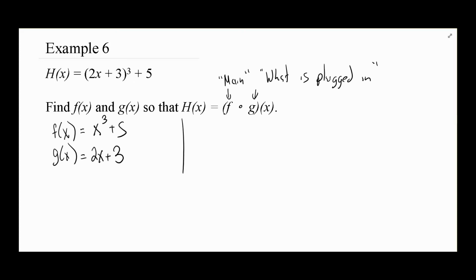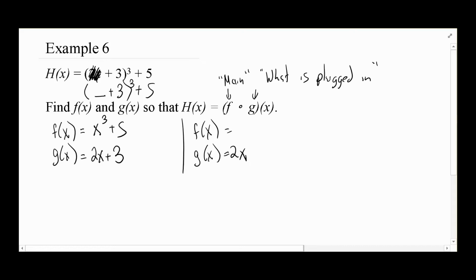But then I could go either direction with this. I could say, well, what if I didn't quite cover up as much? What if I just covered up the 2x? And then I said, well, what's left when I do that? Something plus 3 cubed plus 5. So that would be x plus 3 cubed plus 5. That works too. That's a correct answer.